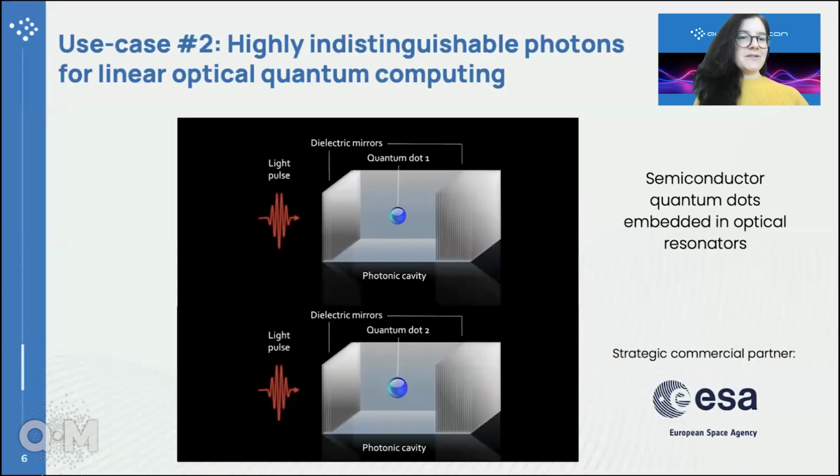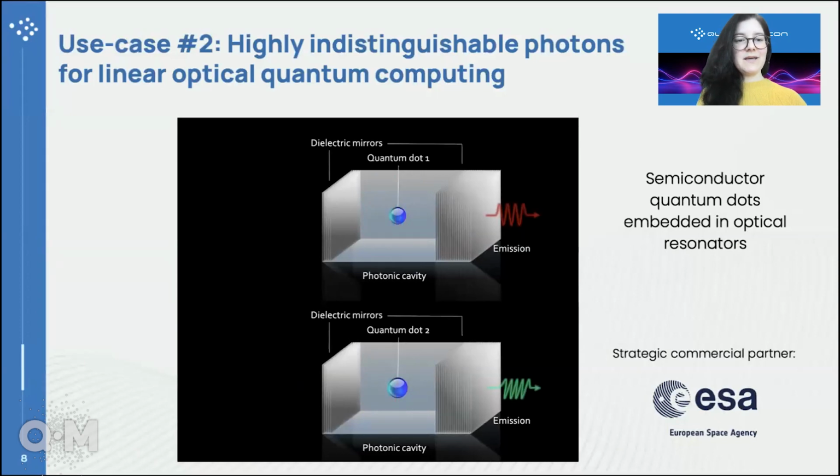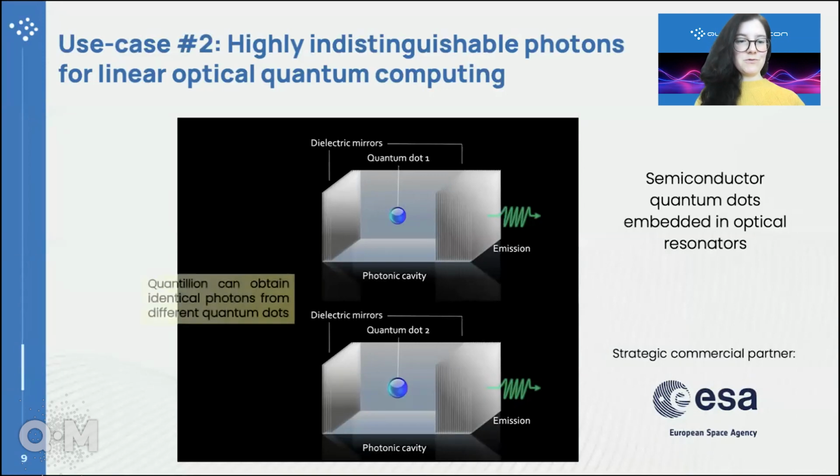Now, highly indistinguishable or identical photons are necessary for linear optical quantum computing, for example, boson sampling. Due to variations in the fabrication of quantum dots, however, different quantum dots emit photons with different properties. In other words, the photons are not identical. And Quantillion can compensate for these inevitable fabrication faults and ensure that the emitted photons are indistinguishable.